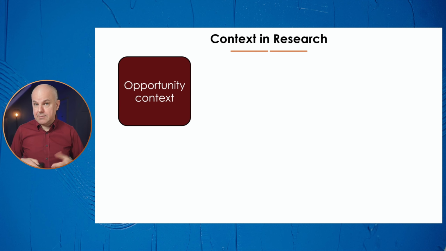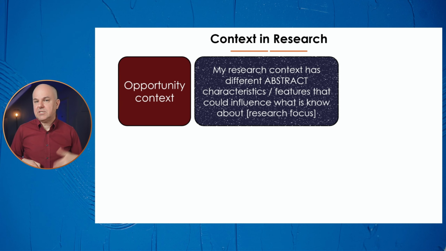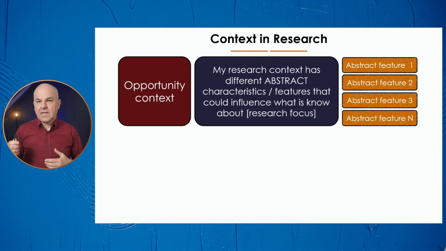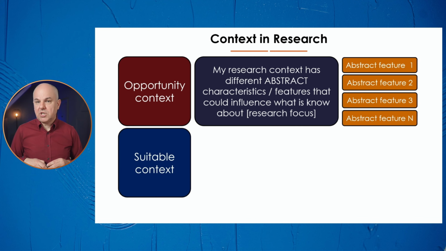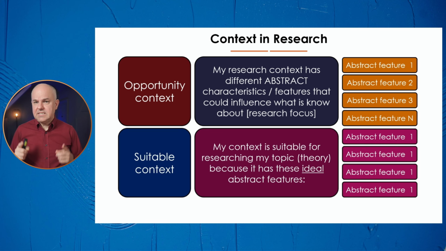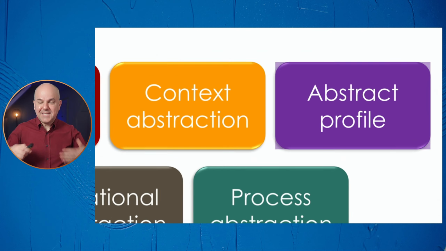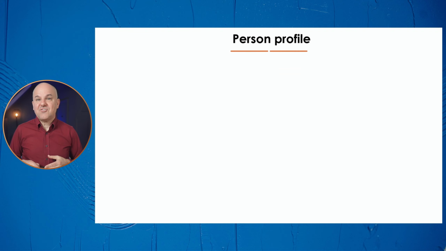So this links to two types of setting context in research, which is opportunity context, and another one, which is suitable context. And as you can see on the right-hand side, when you want to explain the role of context in your research, you require abstract thinking, because you need to highlight the abstract features of the context you're dealing with, with a view to explain how it provides an opportunity in opportunity context, or how it provides a suitable context for your research.